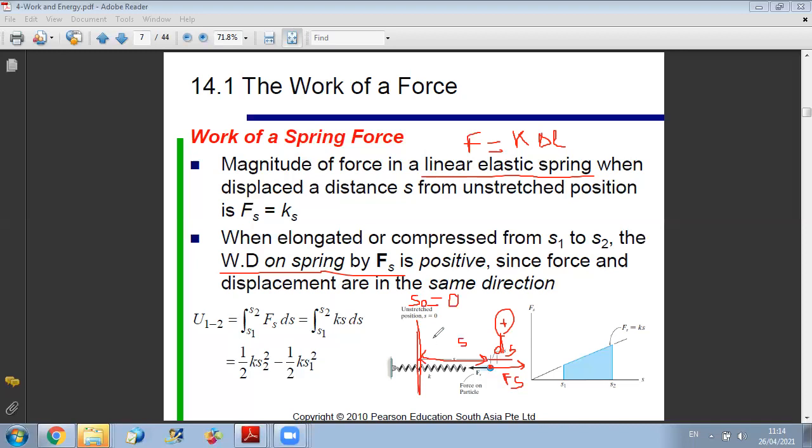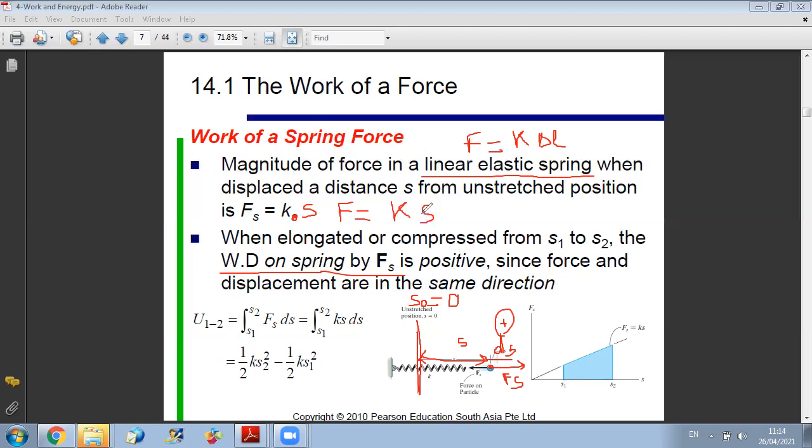So now if S is positive, my spring is stretched. If S is negative, my spring is compressed. And this is why I can make a general formula for F, the force on the spring. This is not a subscript. It is K times S. So the force on the spring can be written as K times S.